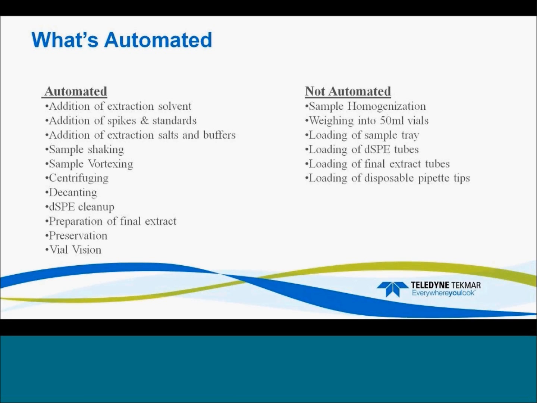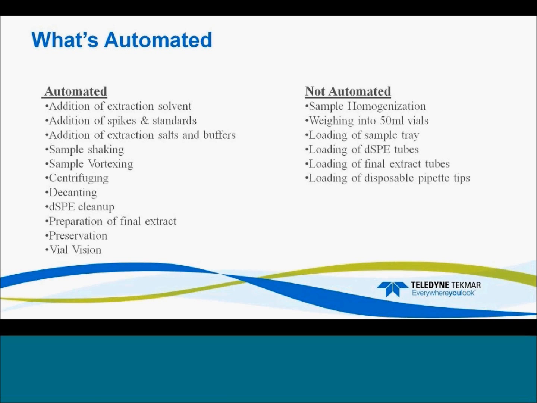So let's talk about what is automated and what is not automated. Let's start off with the shorter list. What's not automated is you still have to do the sample homogenization. You still have to weigh your sample out. That's basically it. Then the only thing you have to do is load your sample tray. Loading your sample tray consists of placing your sample that's going to be extracted into the slot, loading in the corresponding dSPE for that extraction, loading in the final extract tube where you will have your pure raw extract, and then loading in your consumables such as your solvents, disposable pipette tips, and salts.